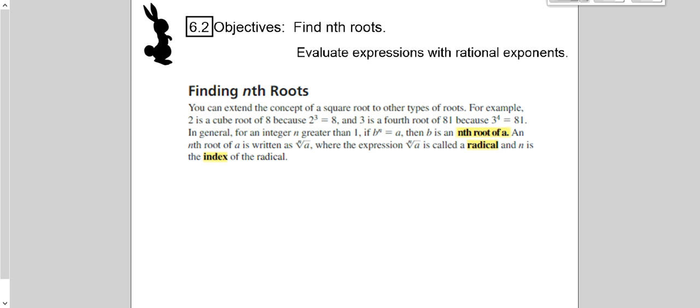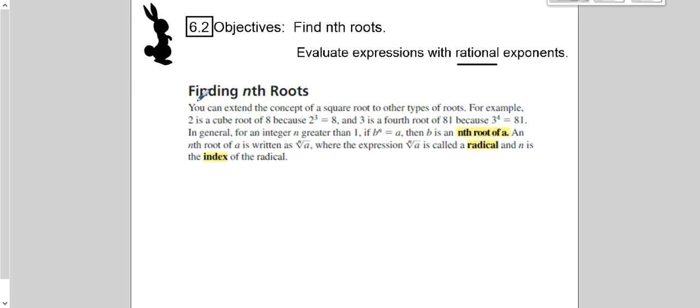This is lesson 6.2. Our objectives today: find nth roots, so not just square roots, but cube roots and fourth roots and fifth roots, and evaluate expressions with rational exponents. Rational exponents means our exponents aren't just going to be integers, but they might be fractions.